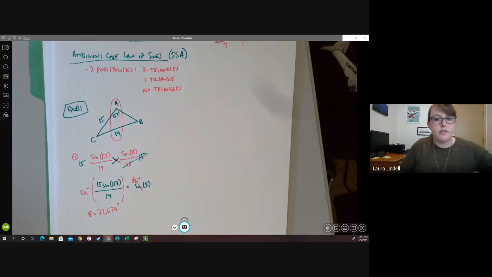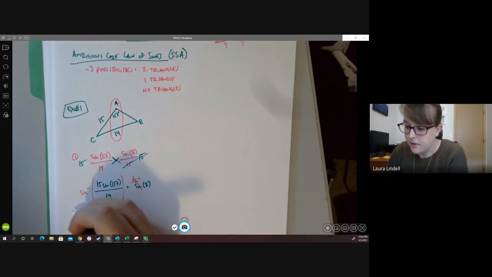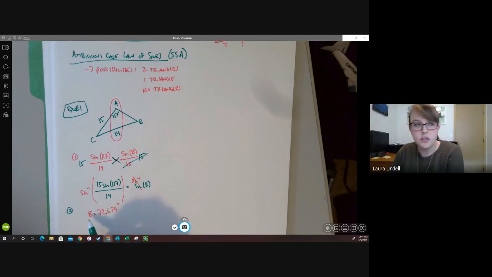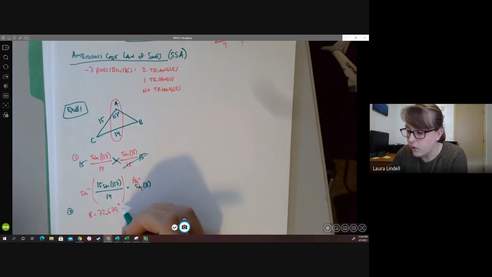So this is where we get to step 2 here. Step 2 is figuring out that there are 2 possible angle B's. This is one possibility.